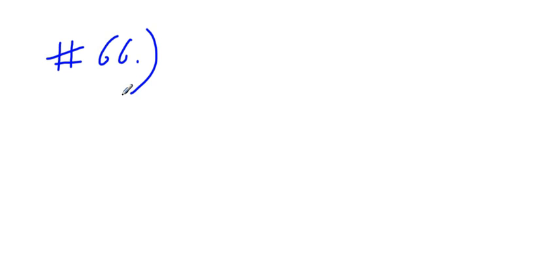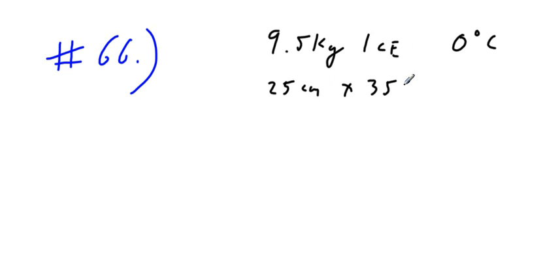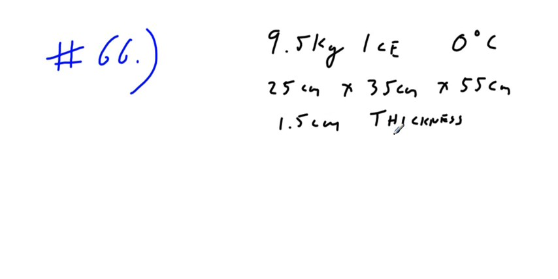Okay, all right. Hope I can remember those things. I probably can't, so I'll have to write something down. 66. All right, so I got 9.5 kilograms of ice. I'm at 0 degrees Celsius, so that's good. And I've got 25 centimeters by 35 centimeters by 55 centimeters of an ice chest. I've got 1.5 centimeters as the thickness on the styrofoam ice chest, and the temperature outside is 34 degrees centigrade.